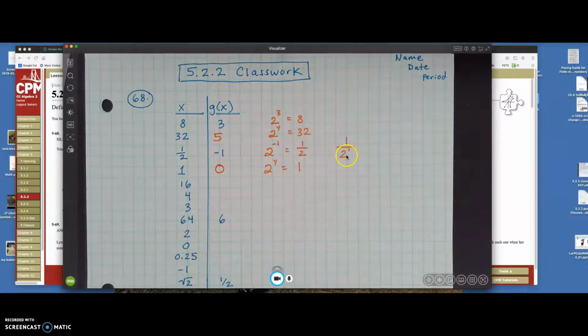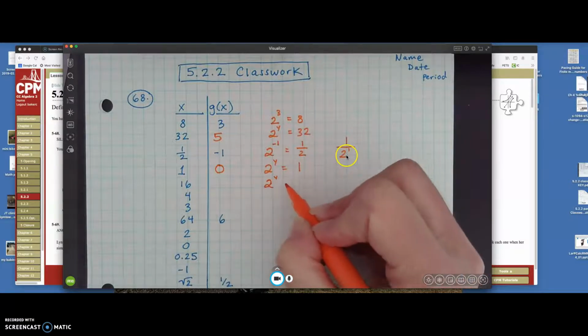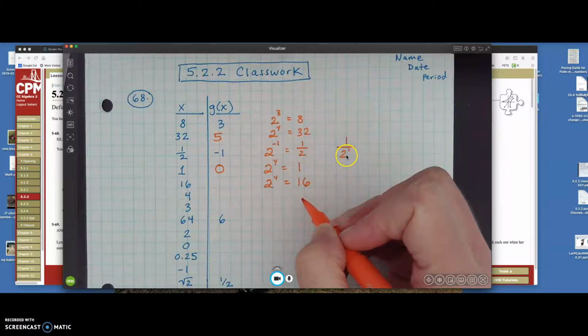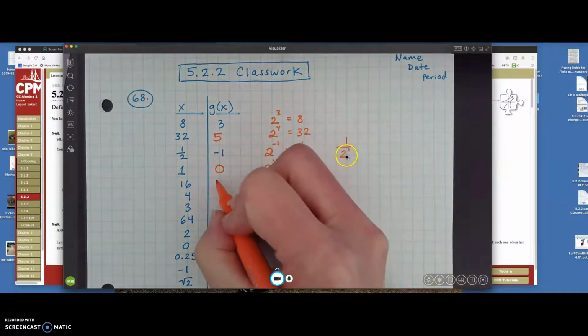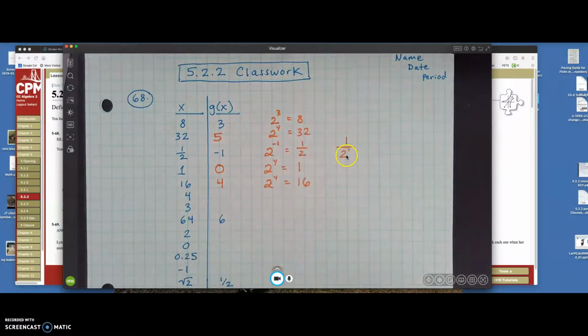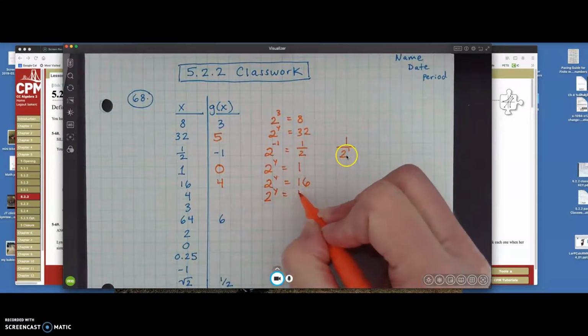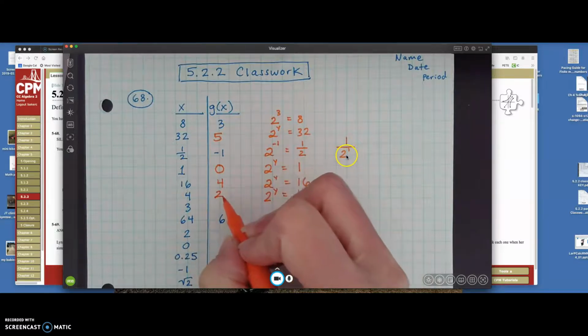Okay, then let's do 16. So 2 to the what power equals 16. So far these ones have nice answers. We're going to get down to some more complicated ones here. So that would be 2 to the 4th power. And then 2 to the what power equals 4. So hopefully you put 2.